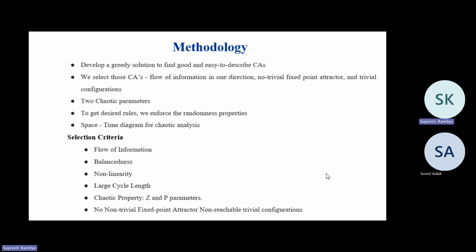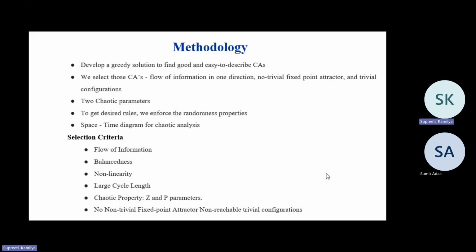Actually, for the big rules we need some greedy approach to reduce the rule space, so we are also looking into that. For the time constraint, I'm skipping some basic terminologies, so we will go through them quickly.